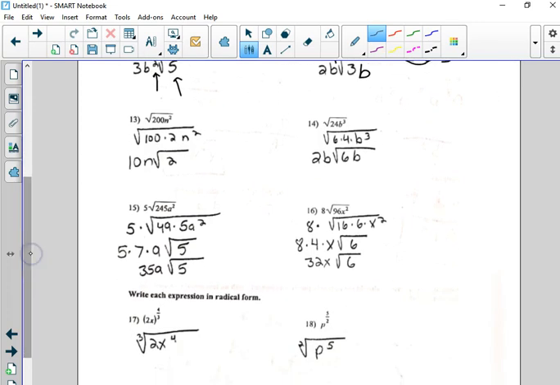200 breaks down to 100 times 2. Square root of 100 is 10. 2 divided by 2 is 1, so the n comes out, 2 is left inside. 24, not a big deal, but again, I like to put 4 and 6. 4 comes out as 2, 6 stays inside. 2 of the b's come out as 1, 1 b is stuck behind.